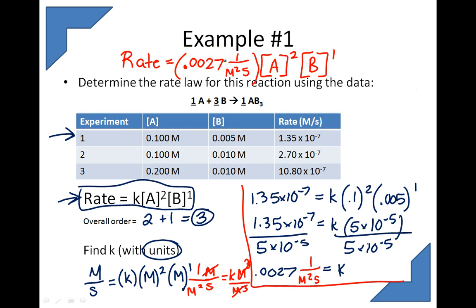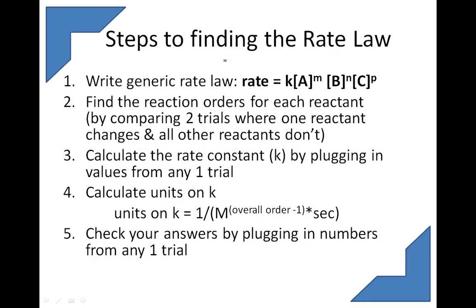Okay, let's summarize all the steps that I just taught you. Here are the steps to finding the rate law expression. First off, write the generic rate law equation, and as I showed, include all of the reactants. If there's only one reactant, you just have A to the M. If there are others, include those.